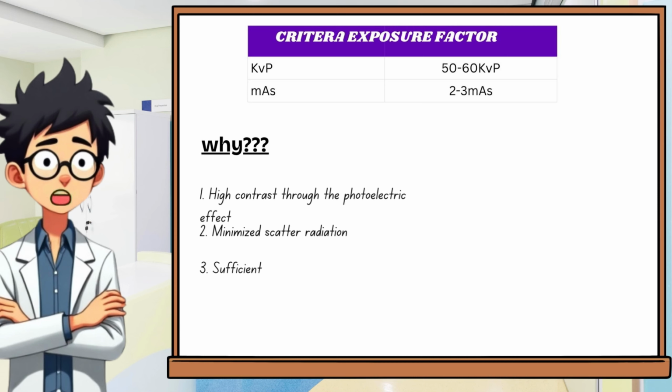3. Sufficient penetration for thin anatomy. Since the hand is relatively thin, a lower energy beam is enough to penetrate and clearly show the carpals, metacarpals, and phalanges, without overexposing the image or losing detail. 4. Optimal image with minimal radiation dose. Pairing low kVp with 2 to 3 mAs ensures enough radiation reaches the detector while keeping the patient dose low. No grid is required, and using a 100 centimeter SID helps maintain sharp image detail and reduce skin dose.